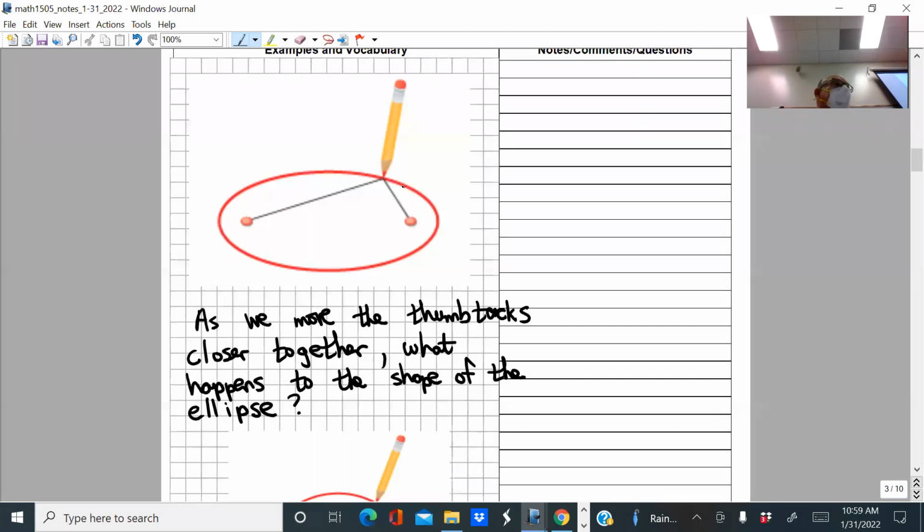If you put the thumbtacks at different locations, either further or closer together, you'll get a different ellipse. Or if you make the string longer, you'll get a different ellipse. You can imagine what's going to happen as you bring the two thumbtacks closer together. Your ellipse is going to become more like what? A circle. In fact, if the thumbtacks were in exactly the same position, so you just really had one thumbtack, then when you trace out the curve, you would get exactly a circle. So if the thumbtacks are closer together, you get a more circular curve. If they're further apart, you get a more elongated curve.